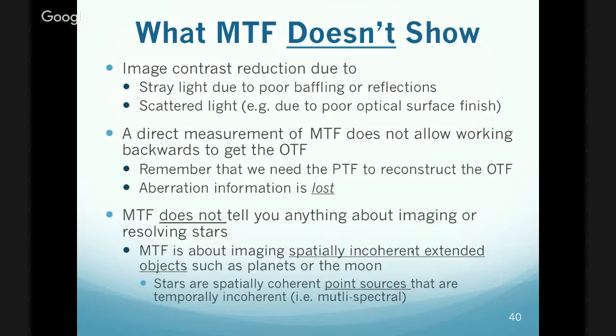The MTF also, and I've caught folks on cloudy nights doing this, doesn't really tell you much about imaging or resolving stars. Remember, MTF is about imaging spatially incoherent extended objects like planets or the moon. A lot of people really get hung up on MTF, but it really only applies to imaging planets, the moon, maybe a little bit of nebula, but unless you're looking at really fine detail in a nebula, that's really not what we're doing. Stars are spatially coherent point sources, and they're temporally coherent, they're multispectral, and we have to handle that with the PSF, not with the MTF.